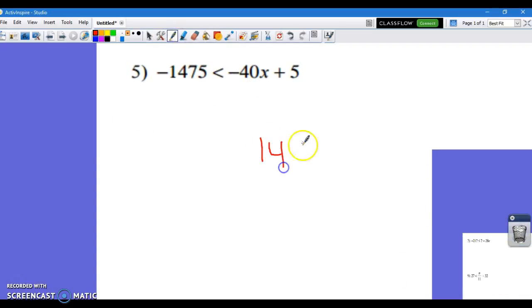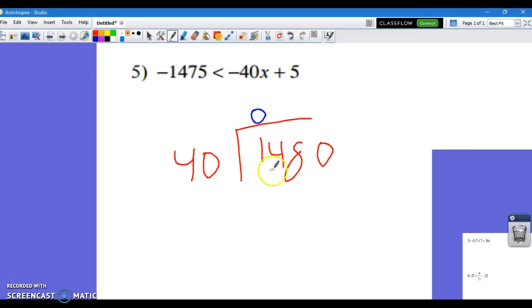I had 1480 divided by 40. This is not on the multiplication chart that I've given you. Okay? So this is what we need to do. Take it one number at a time. 40 will go into 1. Is that going to work? No. 40 can't fit into 1. Put a 0. 40 will go into 14. Will 40 fit into 14? No. Put a 0. 40 will go into 148.